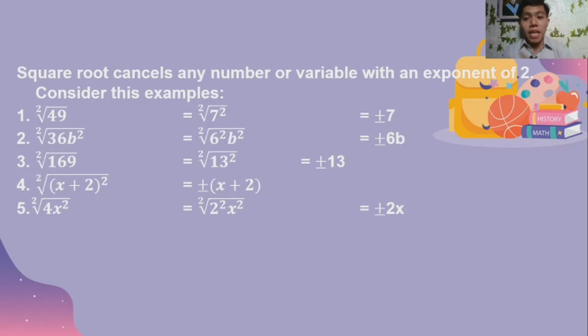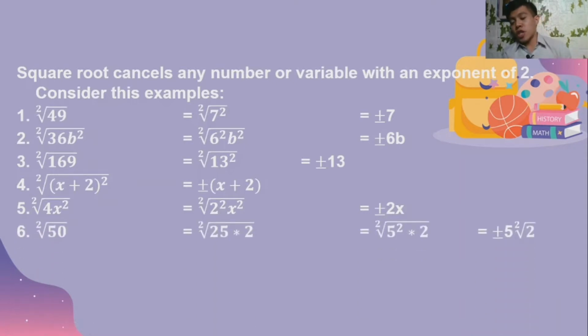Kaya, pwede nating palitan yung 4x squared ng 2 squared x squared, kagaya dito sa may pangalawa natin. Okay? Magiging 2 squared x squared na siya. And always remember, square root cancels any number or variable with an exponent of 2. So, nakakancel yung exponent na 2 natin. Ano na lang matitira dun sa 2 squared x squared? Magiging 2x na lang. Mawawala na yung squared. Okay? So, lalagyan mo lang siya ng positive, negative, and that's it. The answer here is positive, negative, 2x.